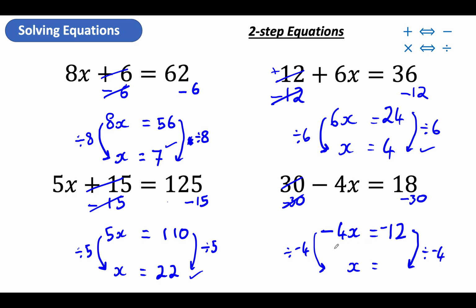Now here's the trick, right? Because negative 12 divided by negative 4, well, negative divided by negative, we use our rules here, and that leaves a positive because the signs are the same. And 12 divided by 4 is 3, so it's positive 3. X equals positive 3. Yay!